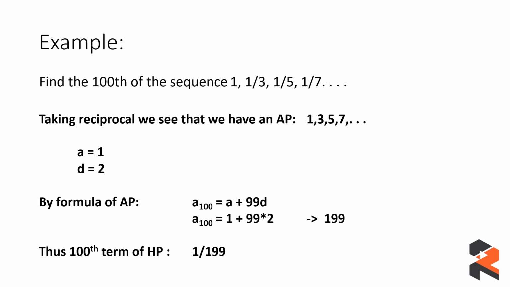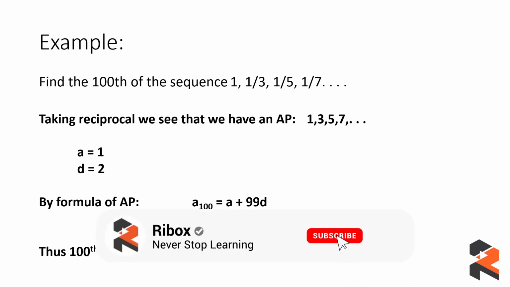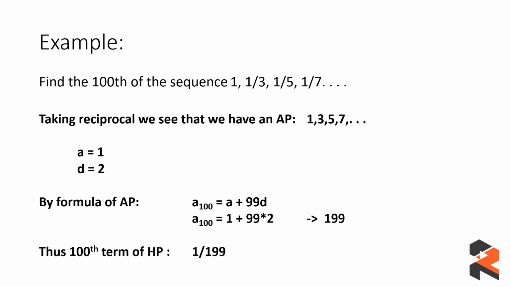So I hope you got to know the difference between AP, GP and HP. In case of AP, always remember that there is a common difference. In case of HP, always remember that it's an inverse of AP. And in case of GP, always remember that there is a common ratio. That's it for the AP, GP and HP, and that can help you to just solve the questions in a much better manner.